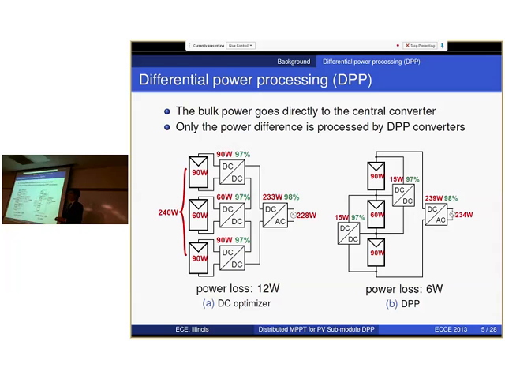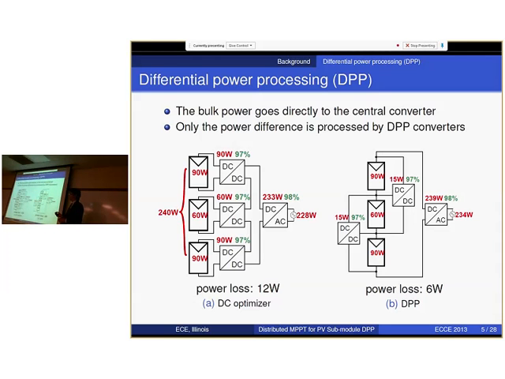So the bulk power generated by all these PV modules can go to the central inverter directly without any intermediate conversion. And the differential power processing converter only processes the power difference, which is typically a small portion of the whole power. In this way, because we are processing less power, the overall power losses can be reduced. In this example, the power losses of the entire system are cut by half.